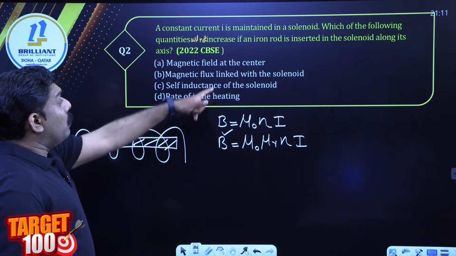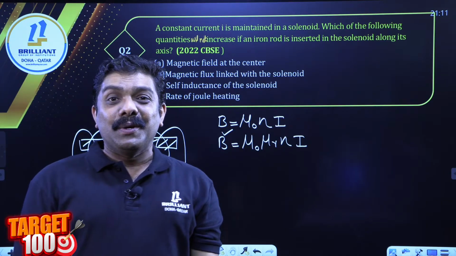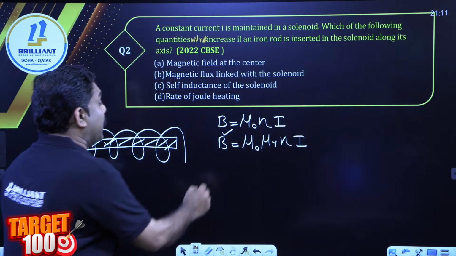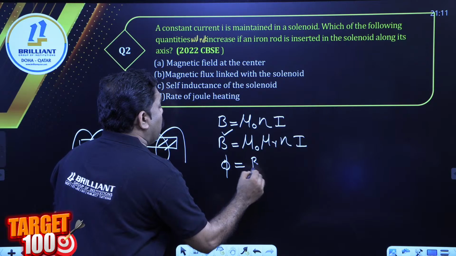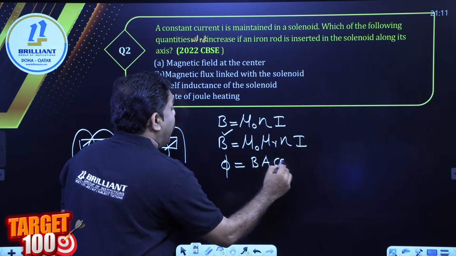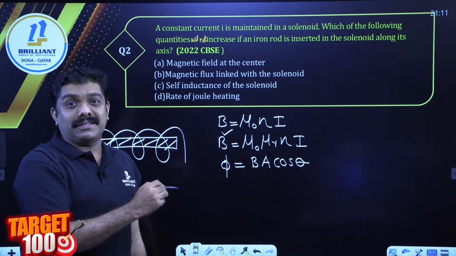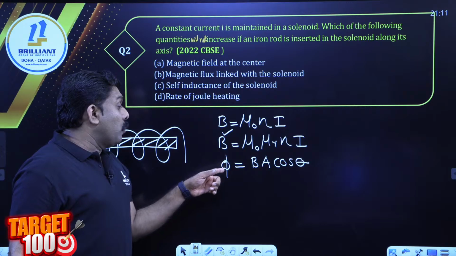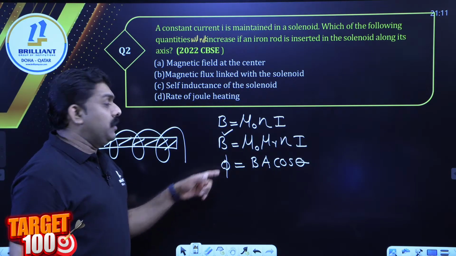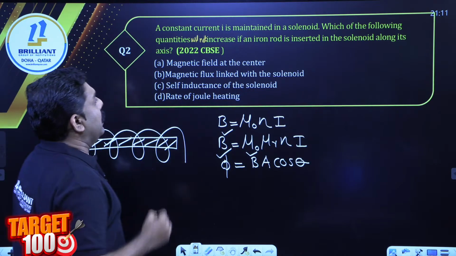Now they are asking about the magnetic flux linked with the solenoid. What is the equation for magnetic flux? Magnetic flux phi is equal to BA cos theta. The magnetic field changes, so of course the magnetic flux will also change.